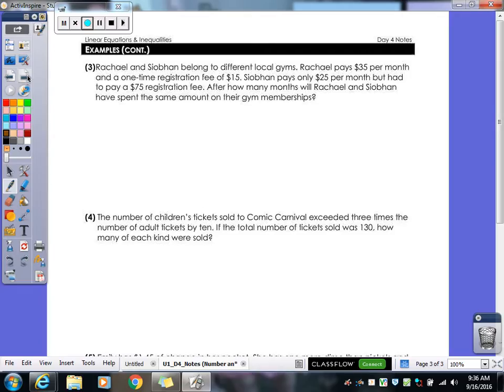So what are we trying to figure out here? The months, because it asked us, after how many months? So we're looking for the number of months. So let M equal number of months.